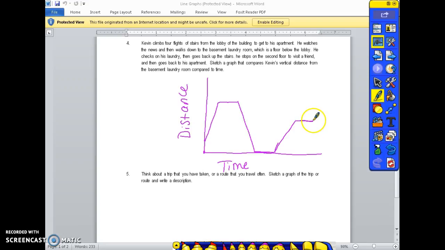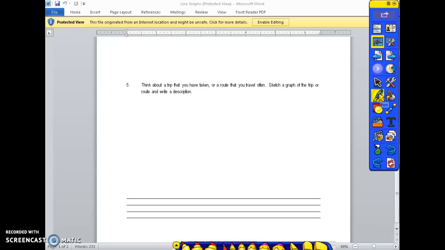Once he visits with his friend, he goes back up to his apartment, where he should be even with the first time he was in his apartment. And that is what your graph should look like for number 4. Number 5, think about a trip that you have taken or a route that you travel often. Sketch a graph of the trip or route and write a description.